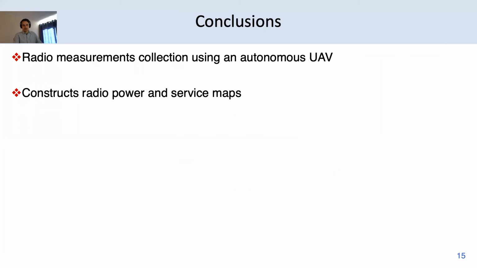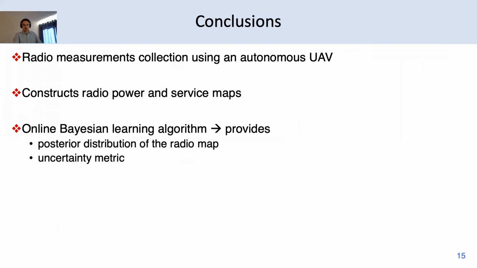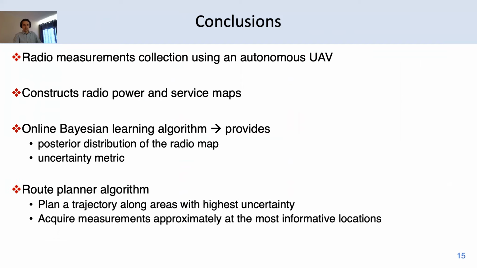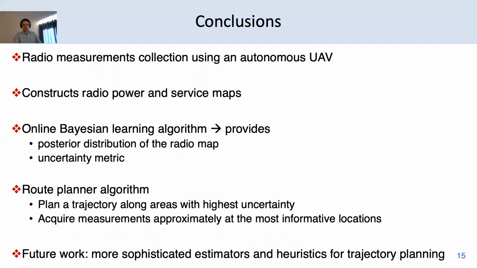So to sum up, we presented a scheme to collect measurements for radio map estimation with an autonomous UAV. The scheme comprises an estimator which provides power and service maps along with their uncertainty, as well as a route planner which targets those areas with highest uncertainty. Future work will target more general estimators and more sophisticated heuristics for trajectory planning.